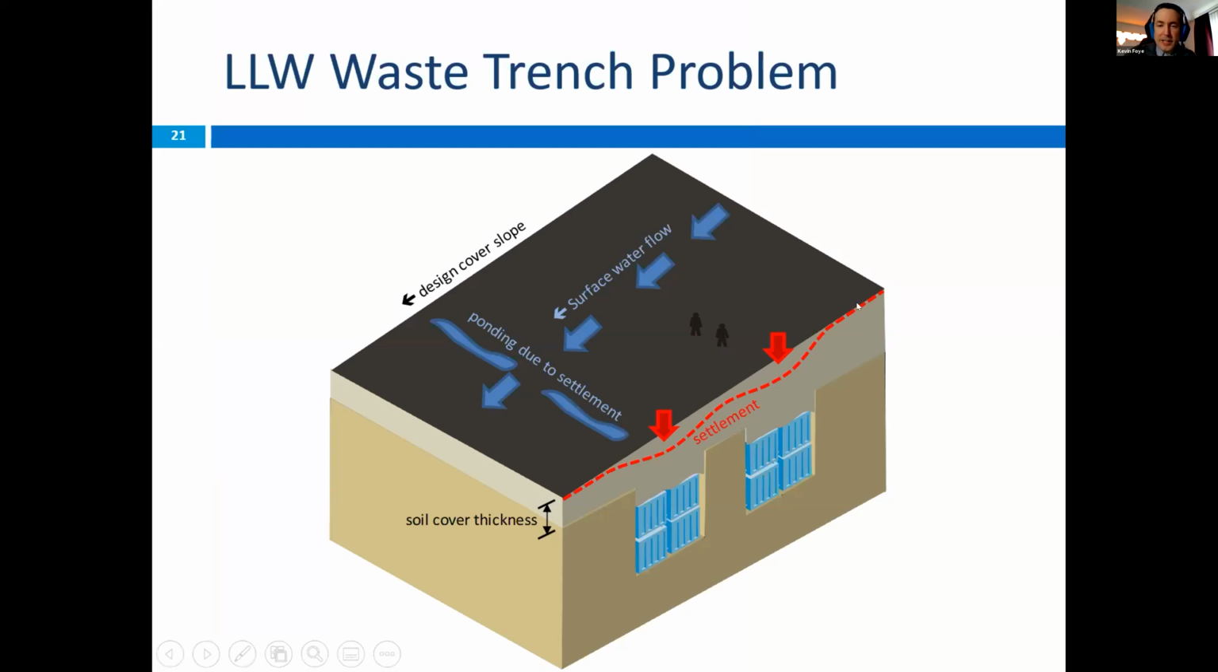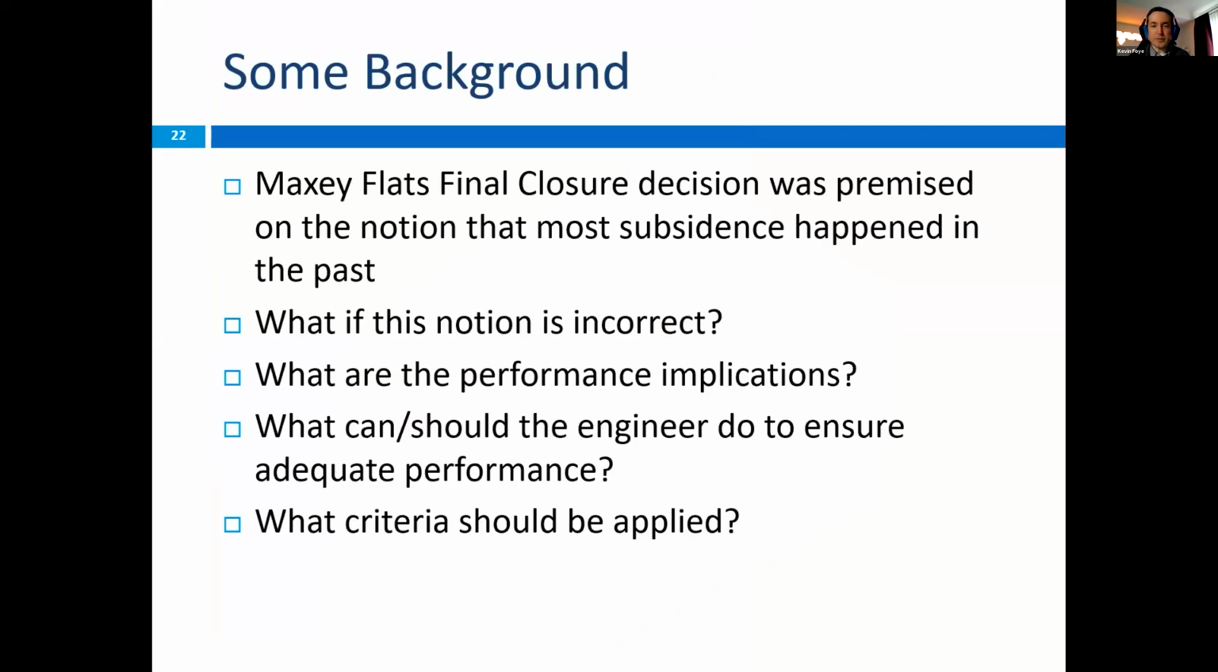So again, we have as a basic problem these depressions shown with the red dashed lines. How do we quantify that in a meaningful way to make design decisions? So that is what's coming up. Here are some questions related to that.